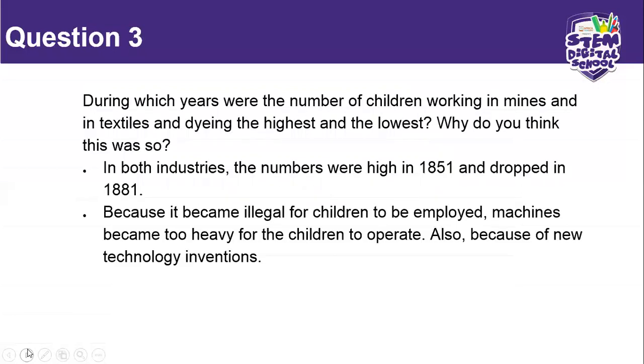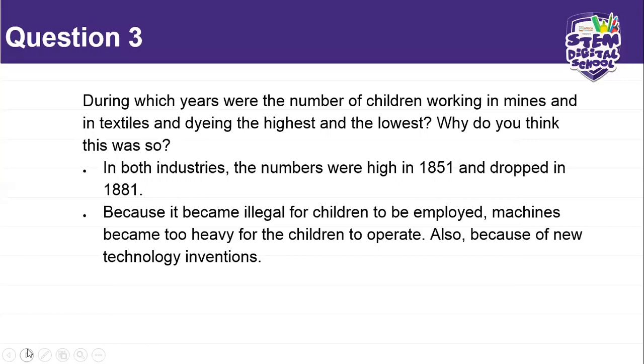And then we go to question 3. During which years were the number of children working in mines and in textiles and dyeing the highest and the lowest? Why do you think this was so? So your answers were supposed to be the following.